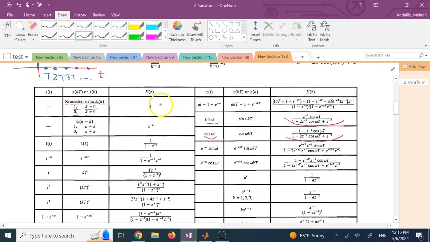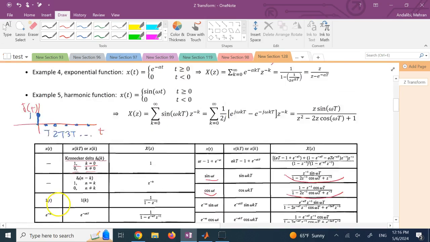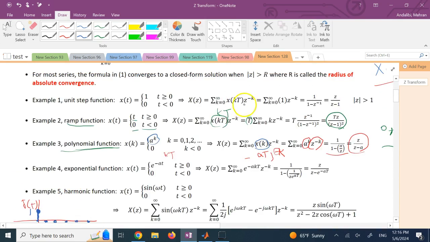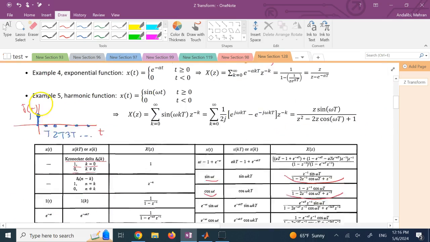Okay, and you can easily show that the z transform of that is just 1. Why? Because the only term that would remain when you write this series is just for k of 0. For k of 0, this is 1. For other k's, this is 0. So all other powers of z are going to go away. The only term that is remaining is x at k of 0, which is 1, times z to the power 0, which is also 1. So the whole thing is going to be a 1.